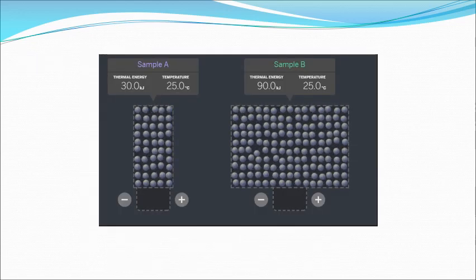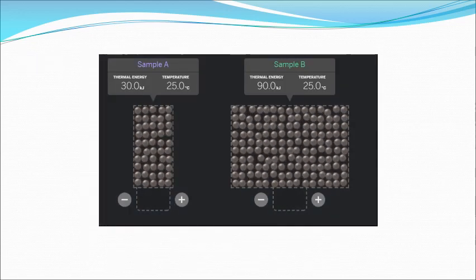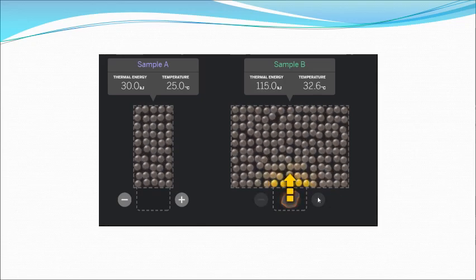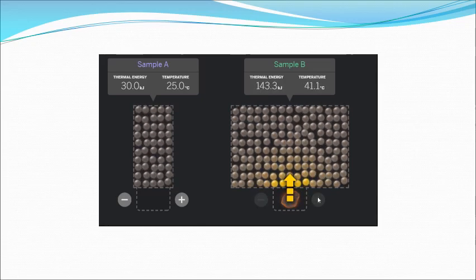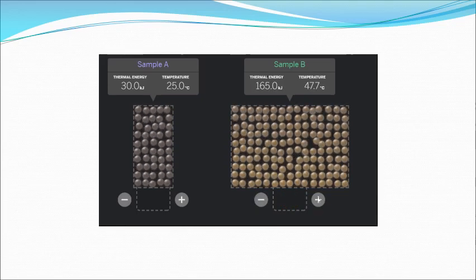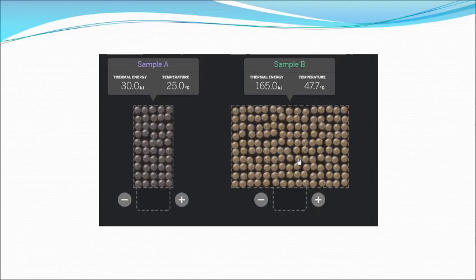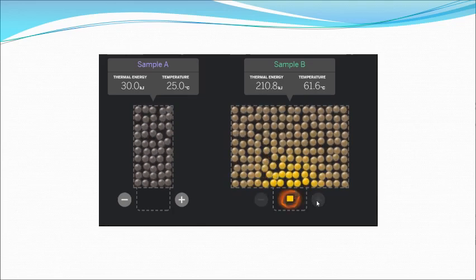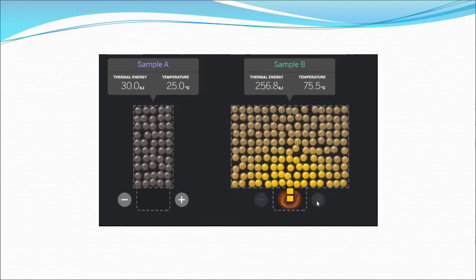Okay, I went into the sim because I want to just illustrate a couple of concepts. So I have two objects, and I'm going to make the larger object warmer, and I'm going to go up to 47.7. Let's just go up to 100. What am I thinking? Let's go up to 100.